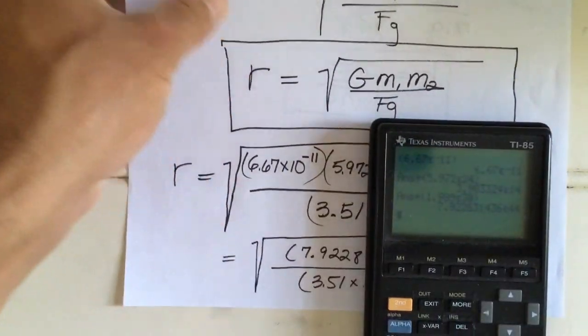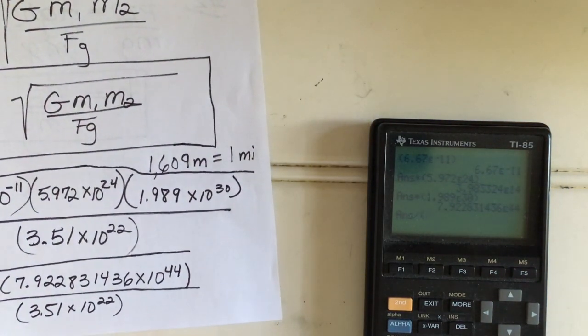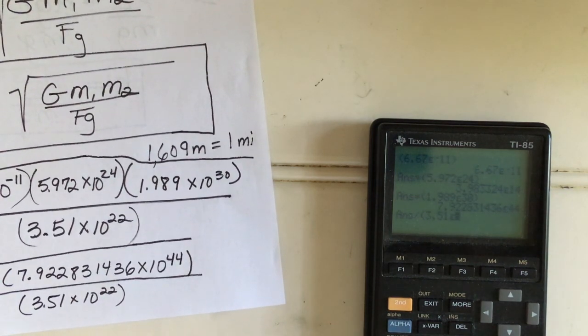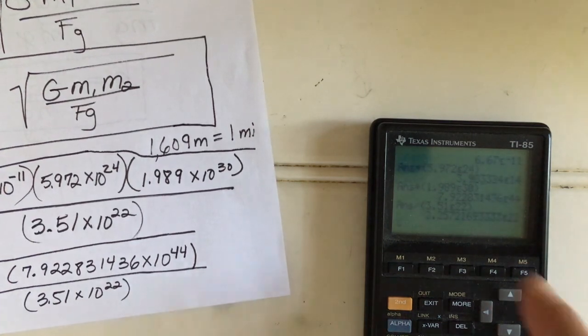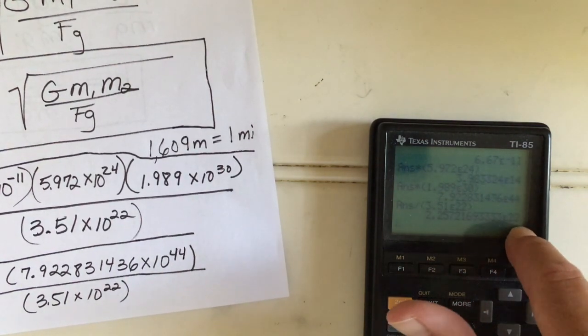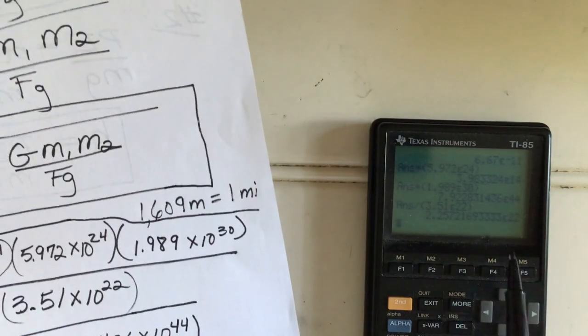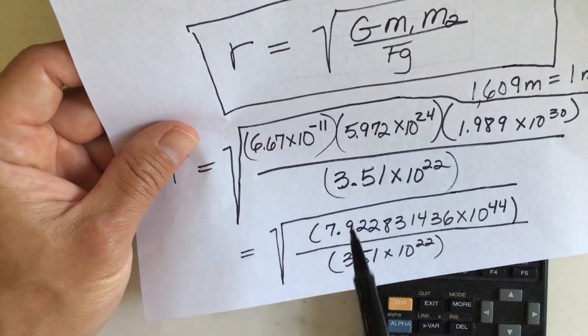Let me see if you can see that. Divided by parenthesis again, right? Let's not screw this up. 3.51 EE times 10 to the 22nd, end parenthesis, enter. Look at that. We got it down to times 10 to the 22nd, and it's 2.2572169. Now, that number times 10 to the 22nd is under this square root bar. That is the number right here.